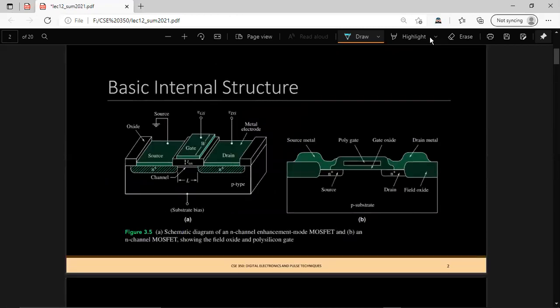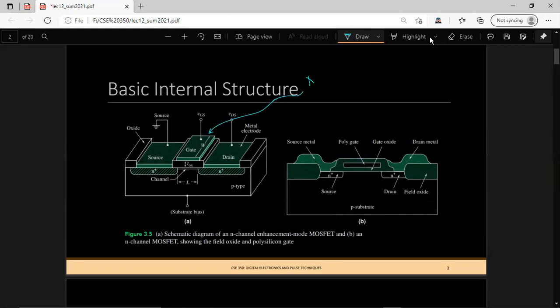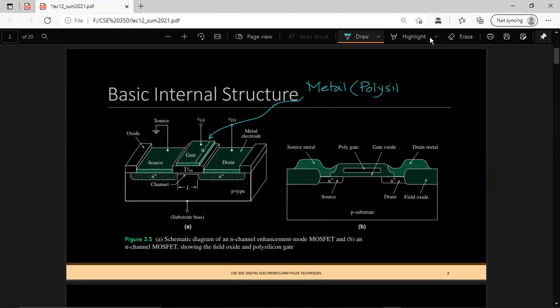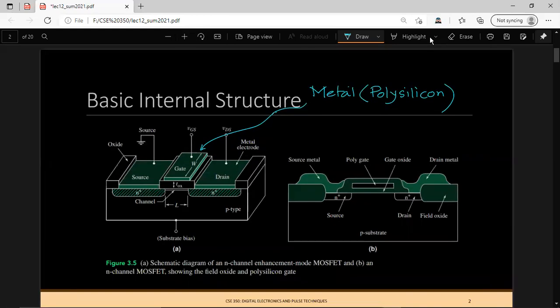First, we want to investigate the basic internal structure. Here are two schematic diagrams: an isometric view and a simple cross-sectional view. You can see that the metal oxide semiconductor structure has a gate. The gate was historically made out of metal, but in today's technique polysilicon is used for fabricating the gate. Here you can see the TOX layer, which is the oxide layer.